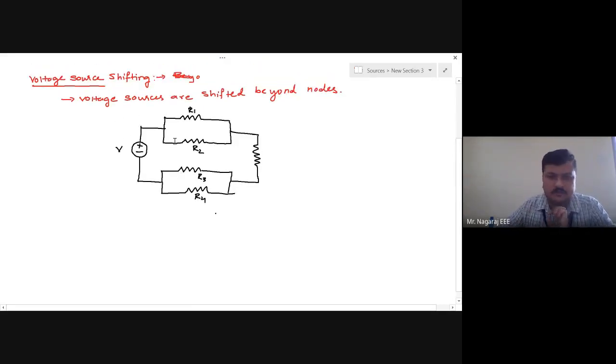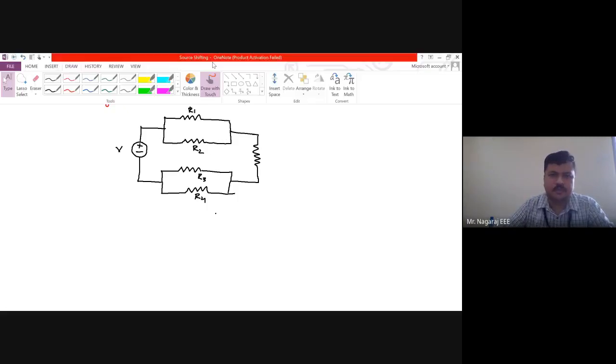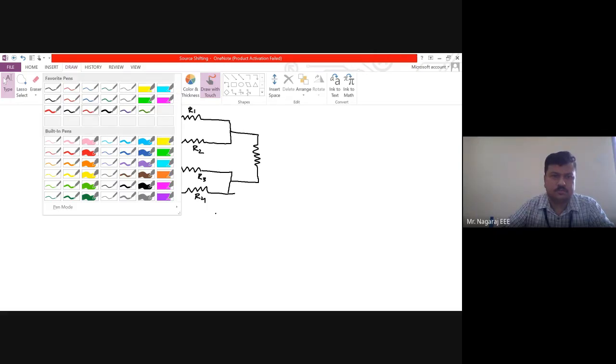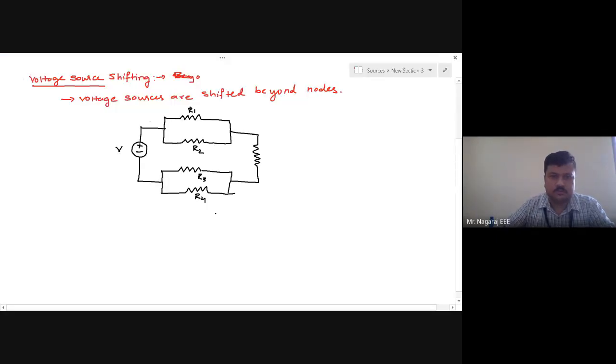Now there are four nodes actually. Let me call them N1, node 1, N2, node 2, node 3, N3, and node 4, N4.